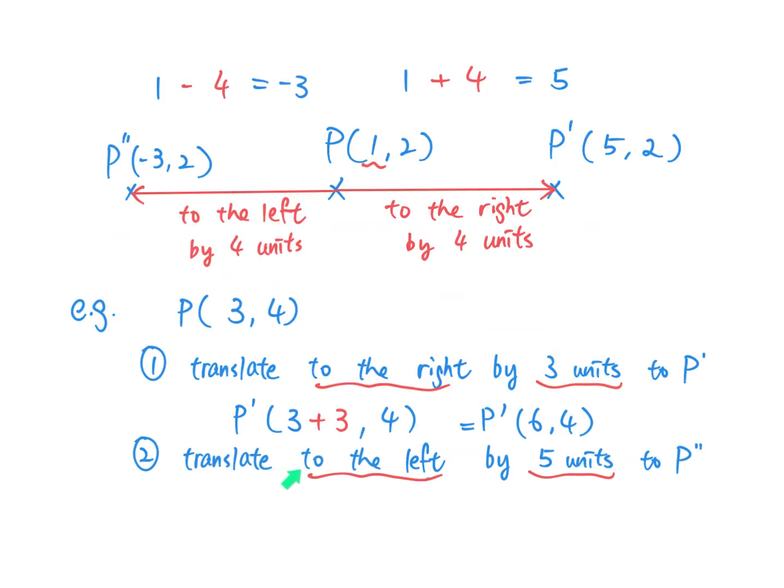Second example, if we translate the same point P at (3, 4) to the left by 5 units to P double prime. Similarly, the same y coordinate because it is a horizontal line, but now the starting point 3, when it goes to the left, it will be a subtraction, so minus 5. At the end, the resulting coordinates of P double prime will be (-2, 4).